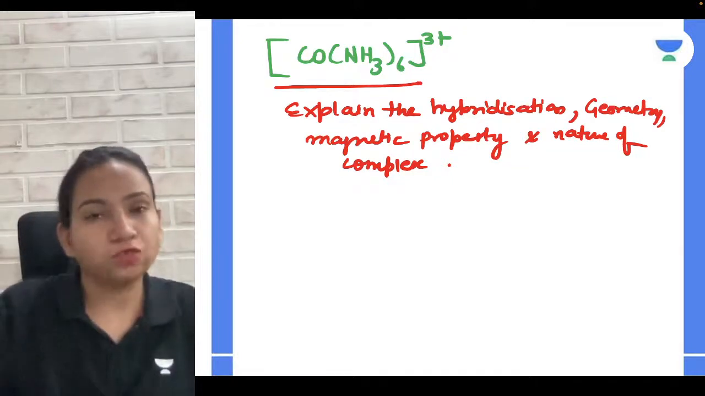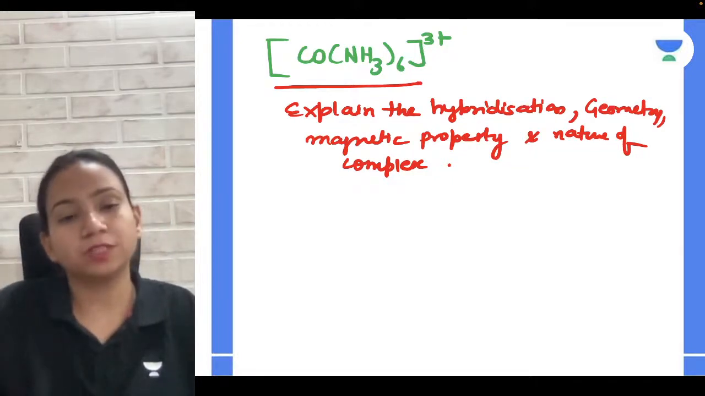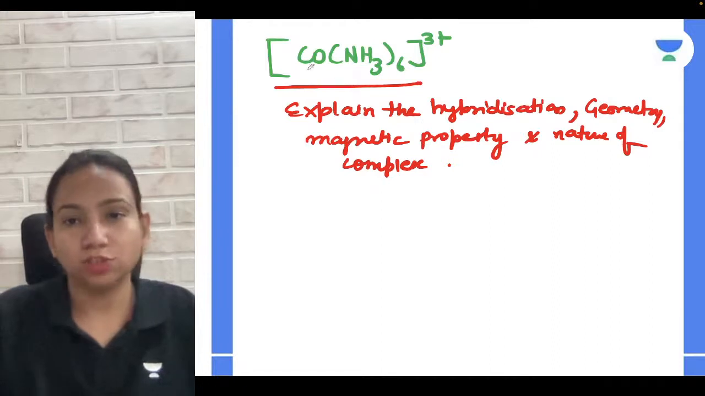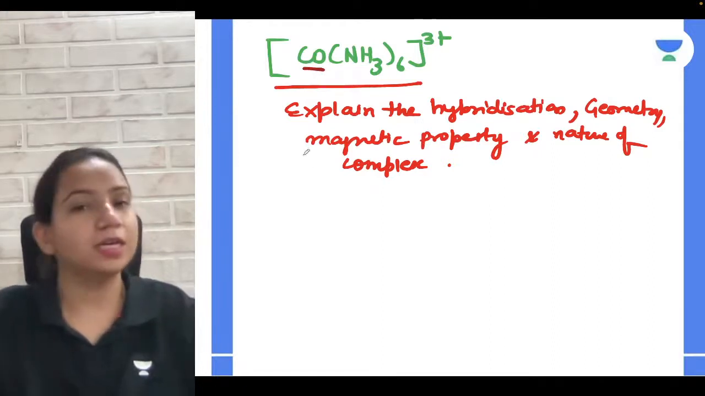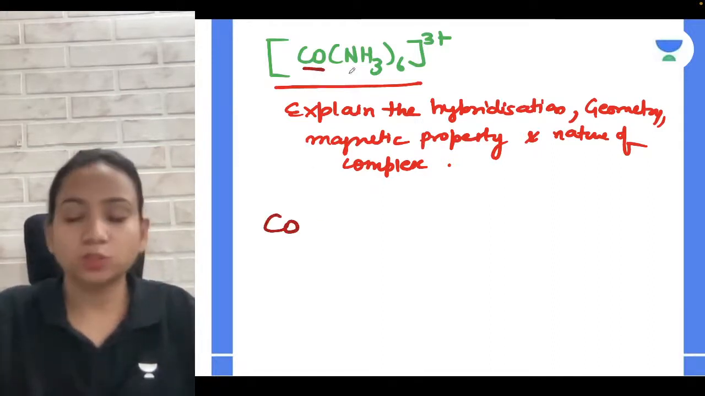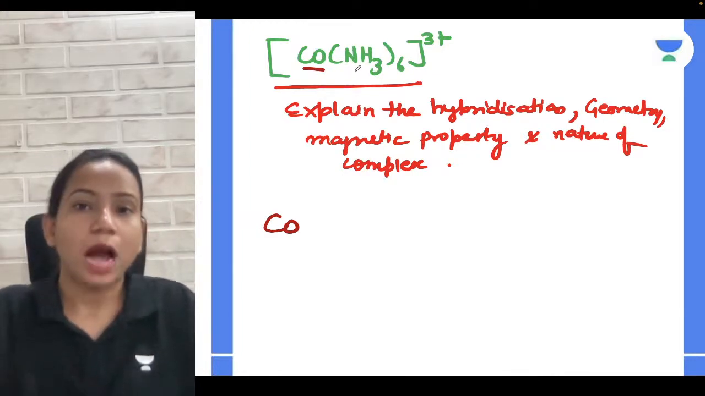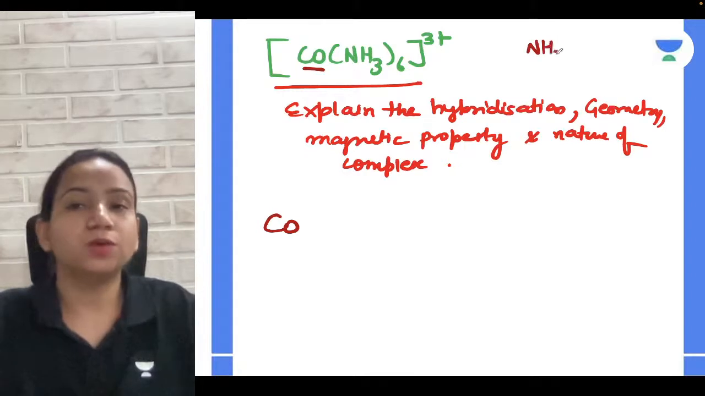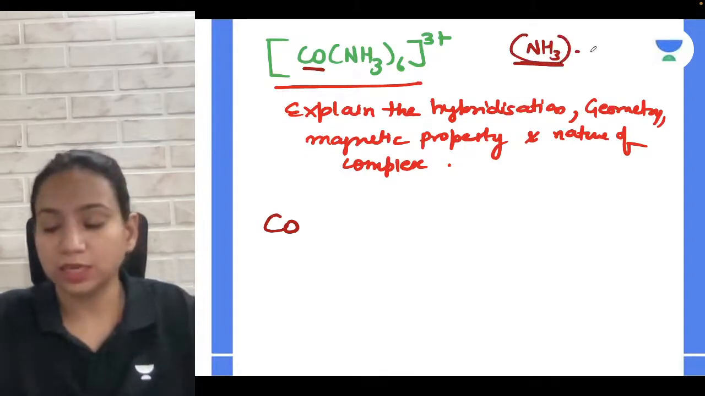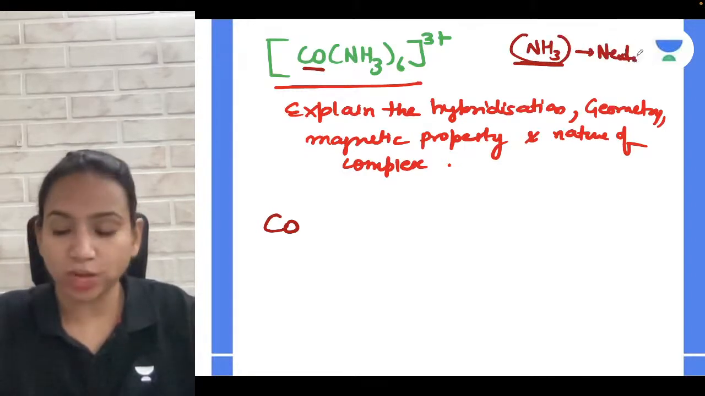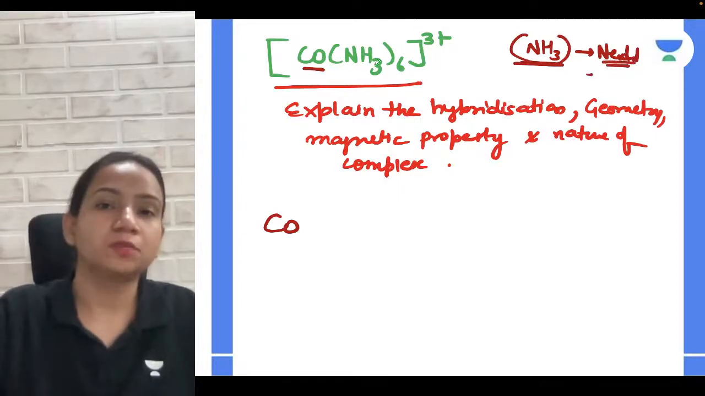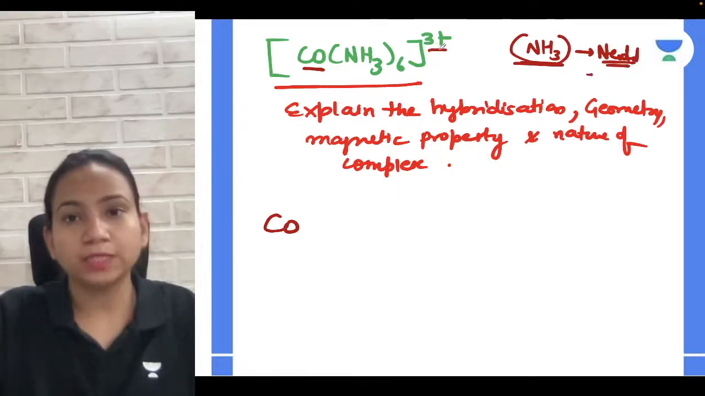So what you will do first, whenever they give you any complex, you will find out what is the central metal. So obviously cobalt is going to be the central metal. So you know what is the oxidation state of cobalt? Amine is a neutral ligand. Everyone knows, right? Ammonia, amine is a neutral ligand. It doesn't have any charge. So if it is a neutral ligand, the overall charge on the complex is due to the metal.